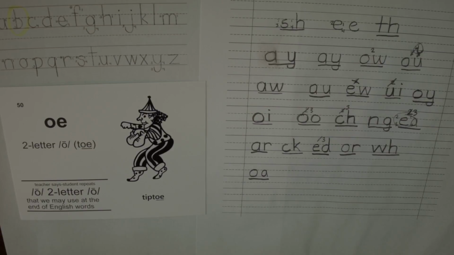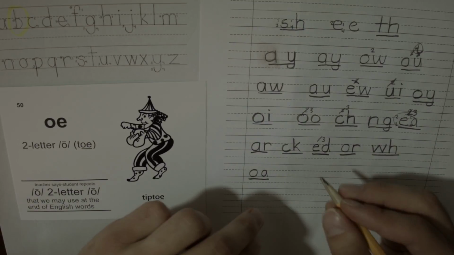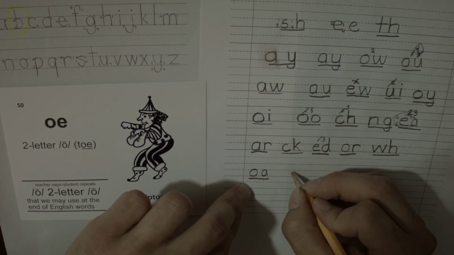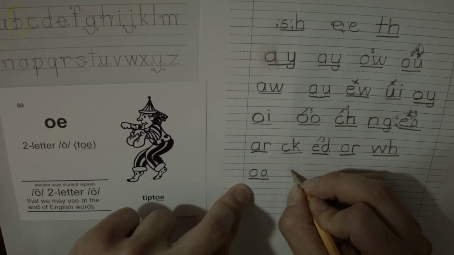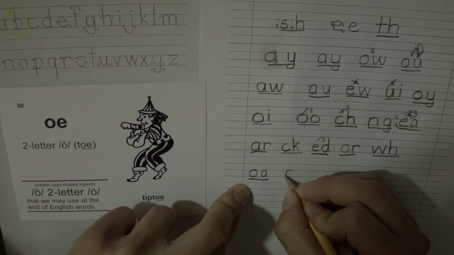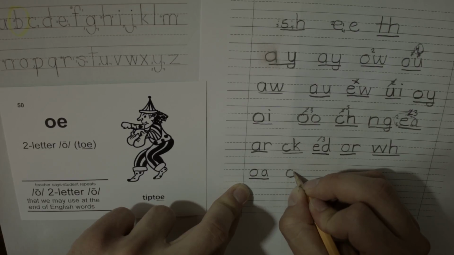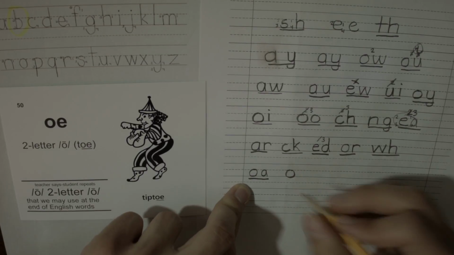All right, this is a similar phonogram, two-letter O. Two-letter O, as in toe, tiptoe. O, two-letter O, that we may use at the end of English words. For this one, we start again at 1, right on the midline, circle on over past 2, past 3, down to the baseline, over to 4, and right back up to the midline to 1.